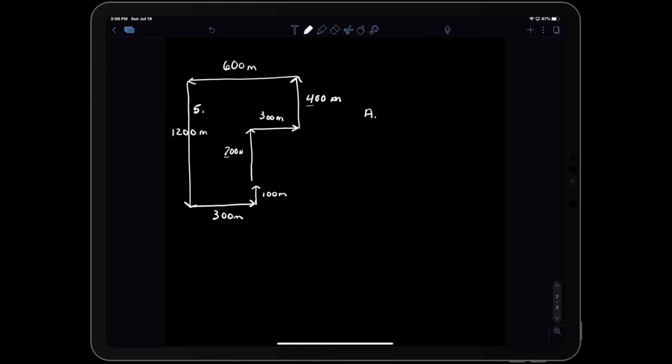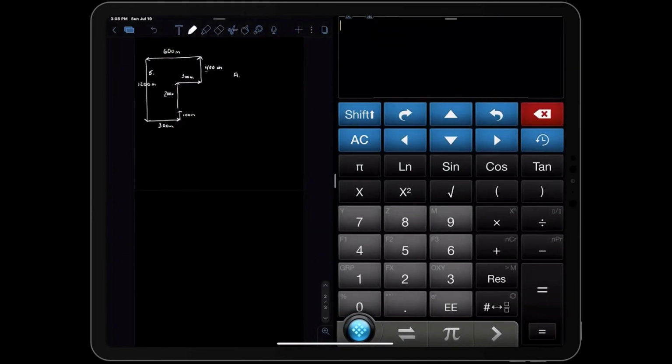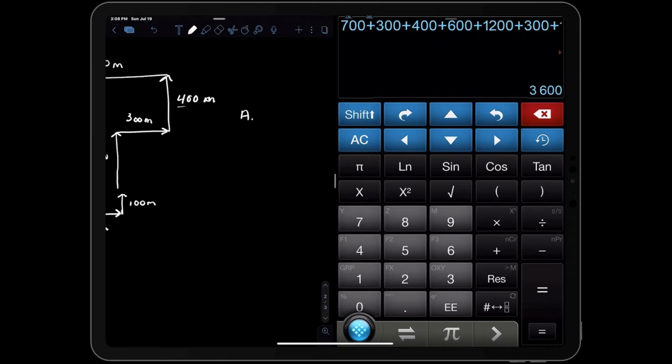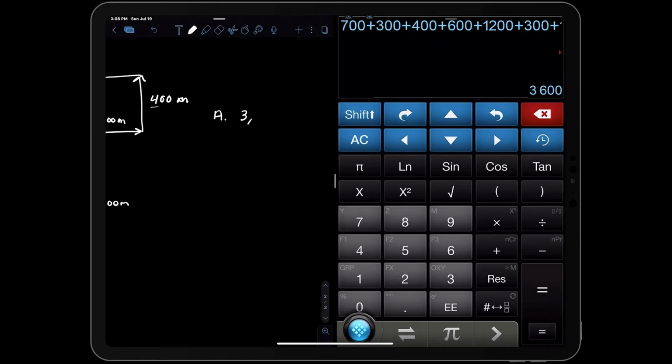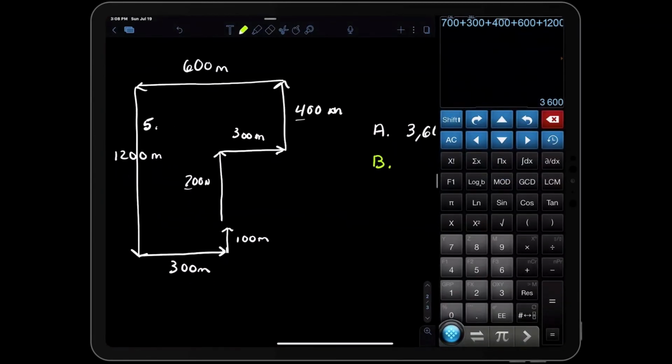What's the total distance that we have traveled? So I'm going to cheat here so that way I don't make any mistakes on this. You have 700 plus 300 plus 400 plus 600 plus 1,200 plus 300 plus 100. We have a total distance that he would have been dirt biking of 3,600 meters. Now we get to that part where we have the displacement. How far away are we from the starting position?